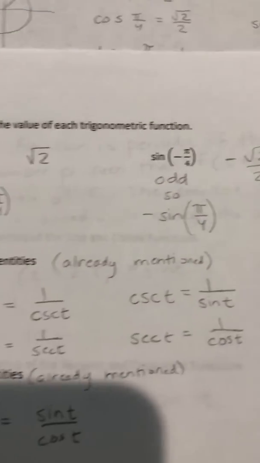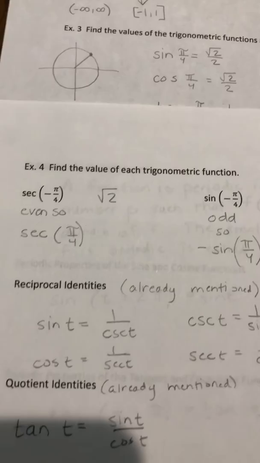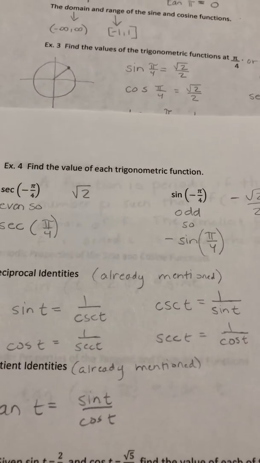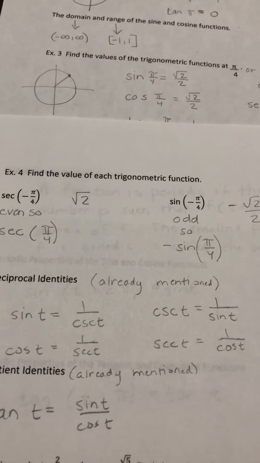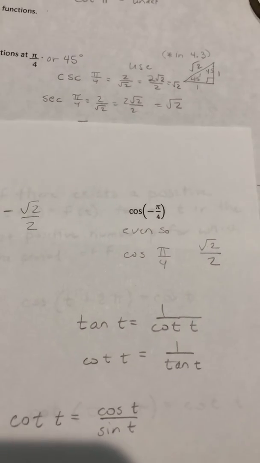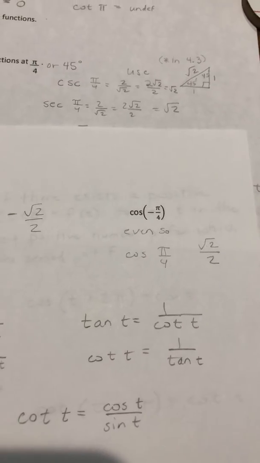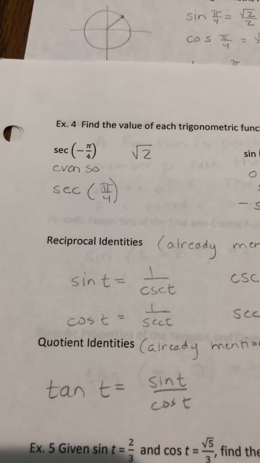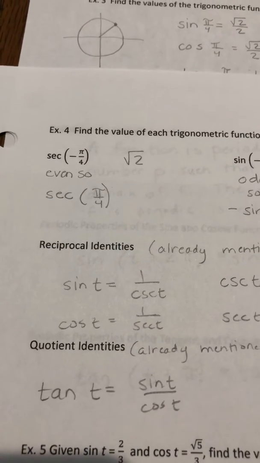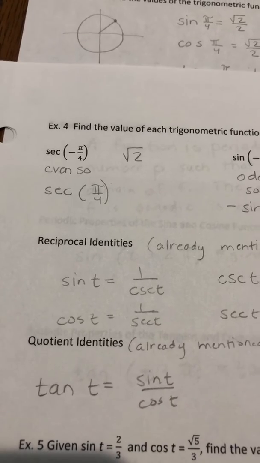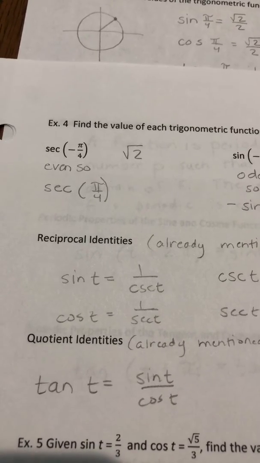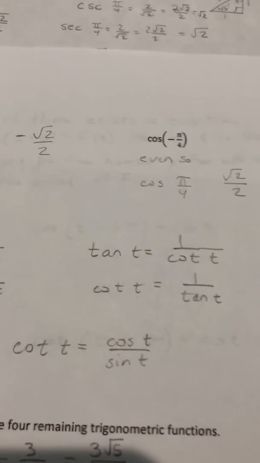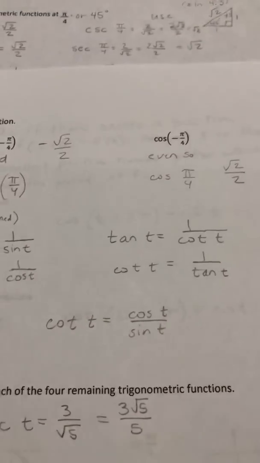Okay, so just to review the reciprocal identities, the cosecant is the reciprocal of the sine, the secant is the reciprocal of the cosine, cotangent and tangent are reciprocals of each other. Now, there are quotient identities, which were already mentioned, because the tangent is y over x, but since y is the sine and x is the cosine, the tangent is also sine over cosine. And the cotangent would be cosine over sine, since it's x over y.